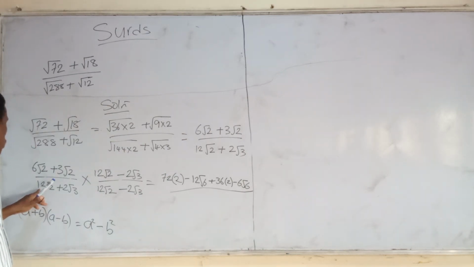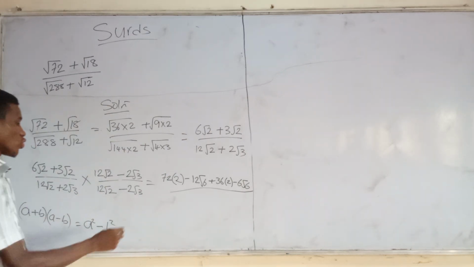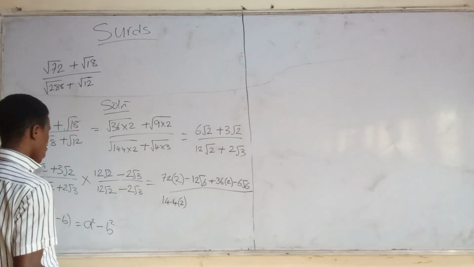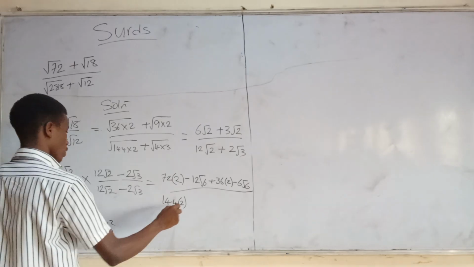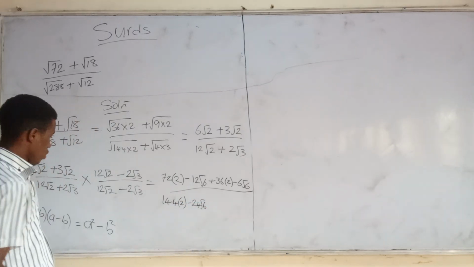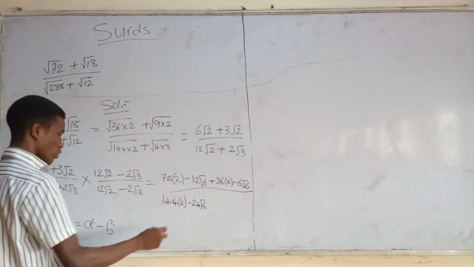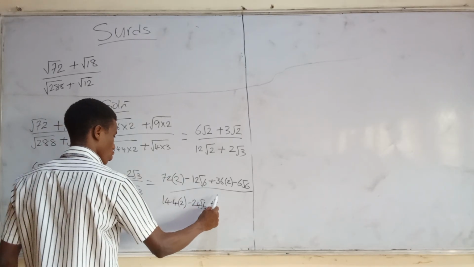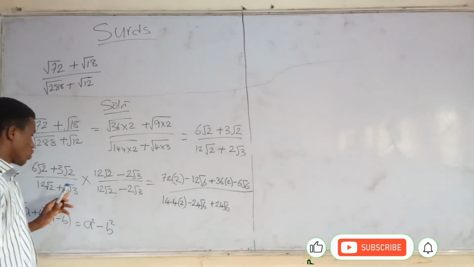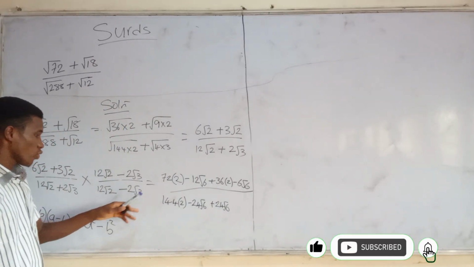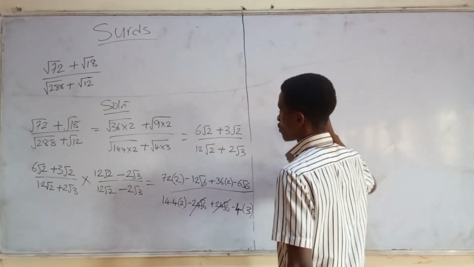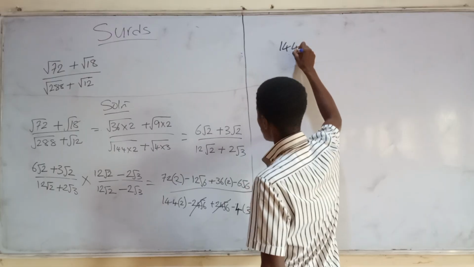So 12 root 2 times 12 root 2 gives us 144 times 2. 12 root 2 times this one gives us what? Minus 24 root 6. Is that not so? Yes. 2 root 3 times 12 root 2, the same thing, gives us plus 24 root 6. Then 2 root 3 times 2 root 3 will give us what? So let's express them properly. So here we have what? 144. We are collecting like terms now.